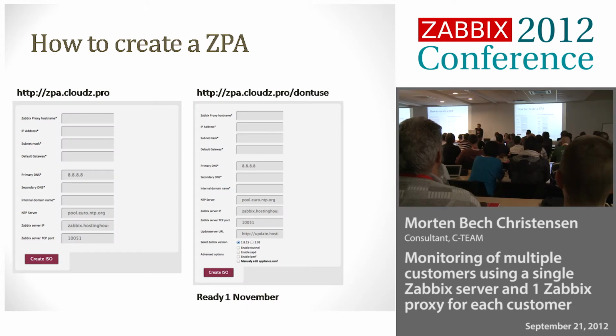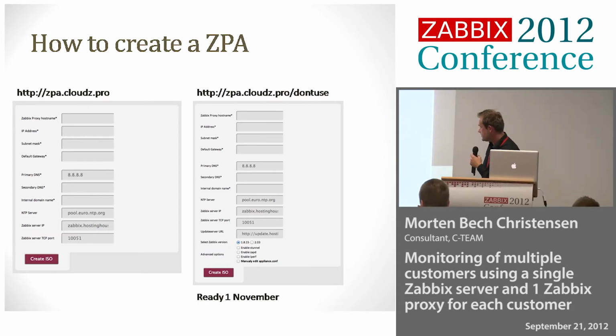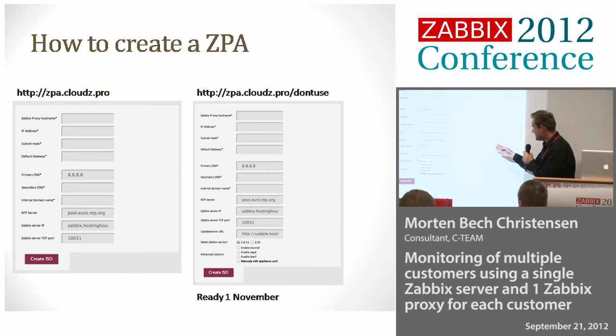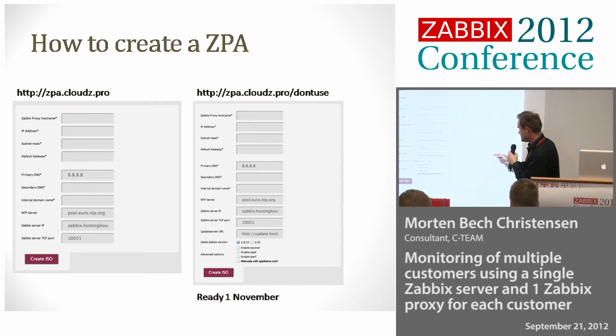How to create a Zabbix Proxy Appliance. You just go to the site zpa.cloudc.pro, enter in those parameters and press create ISO. It takes 1 second, then you have the ISO ready to run. But I will just show it here. It has some interesting features.